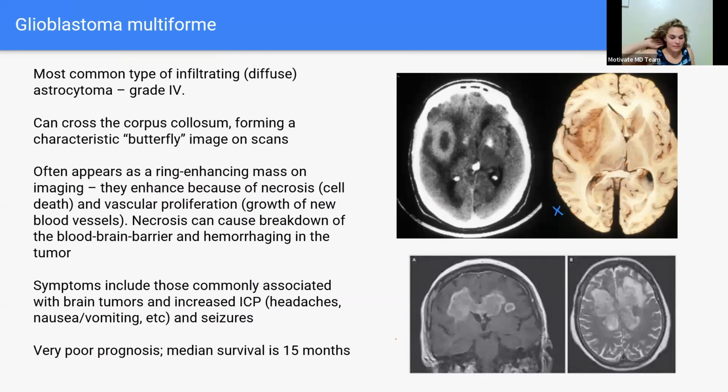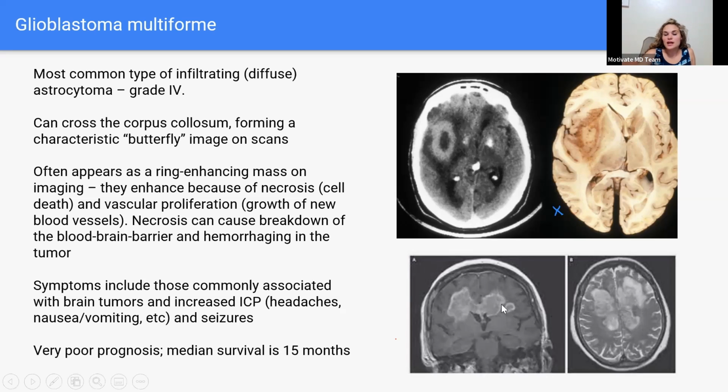Okay, so let's talk about glioblastoma because it is, like I said, the most high-grade malignant brain tumor that there is. So it's the most common type of diffuse astrocytoma. So it is a type of astrocytoma. So again, it falls under that category of glial tumors or gliomas.